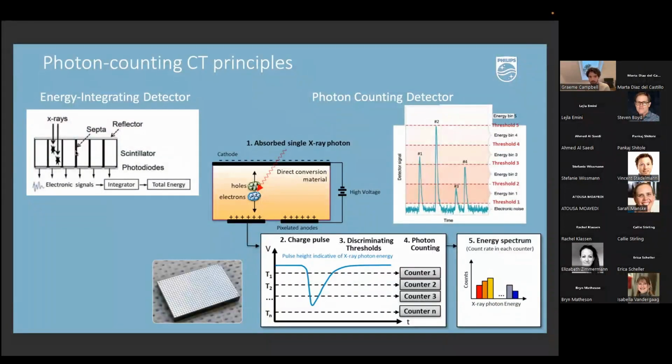If we have two layers of this, which is what we do with dual layer, then we can look at the two spectra, and then we can distinguish that way. But each layer even is still adding up all the signals.